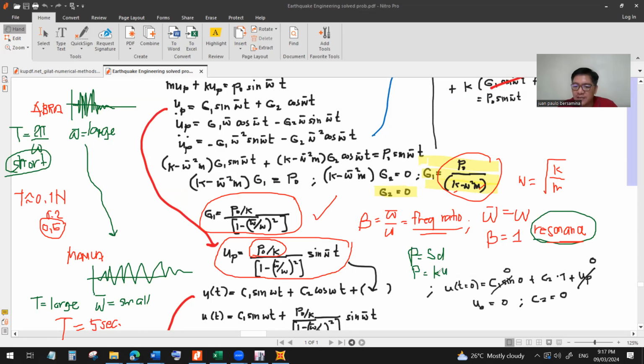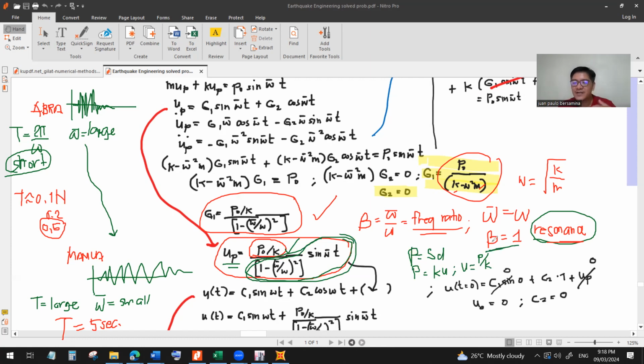Its force is equal to stiffness times the displacement. Therefore, U is equal to P over K. Therefore, this term here is the static deflection, no? Static deformation. And this term is basically a multiplier. So the dynamic deflection, U sub P, is basically the static deflection multiplied by a multiplier, which is this. And the multiplier is a function of your beta, the frequency ratio.